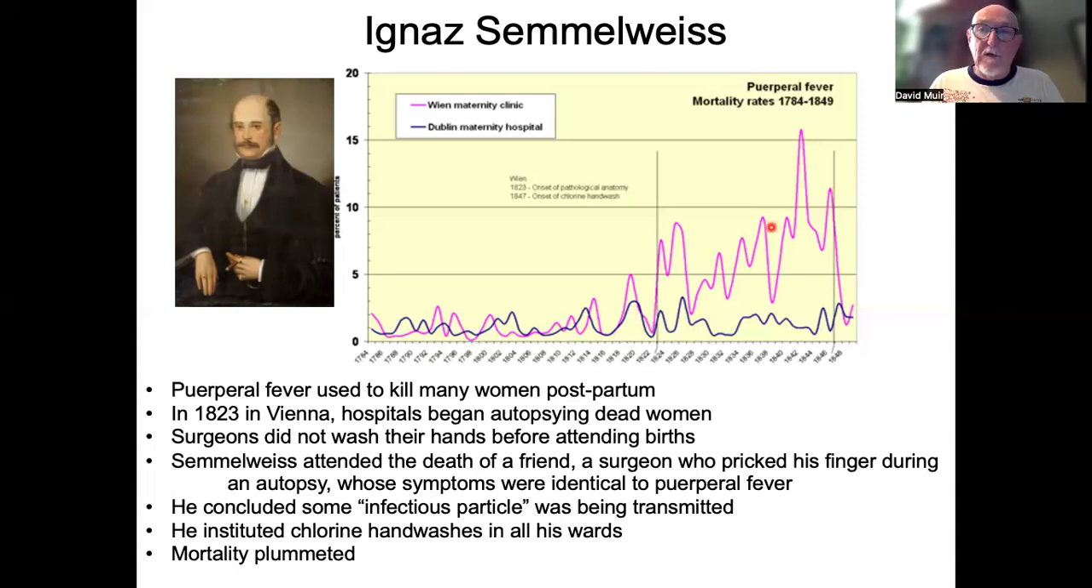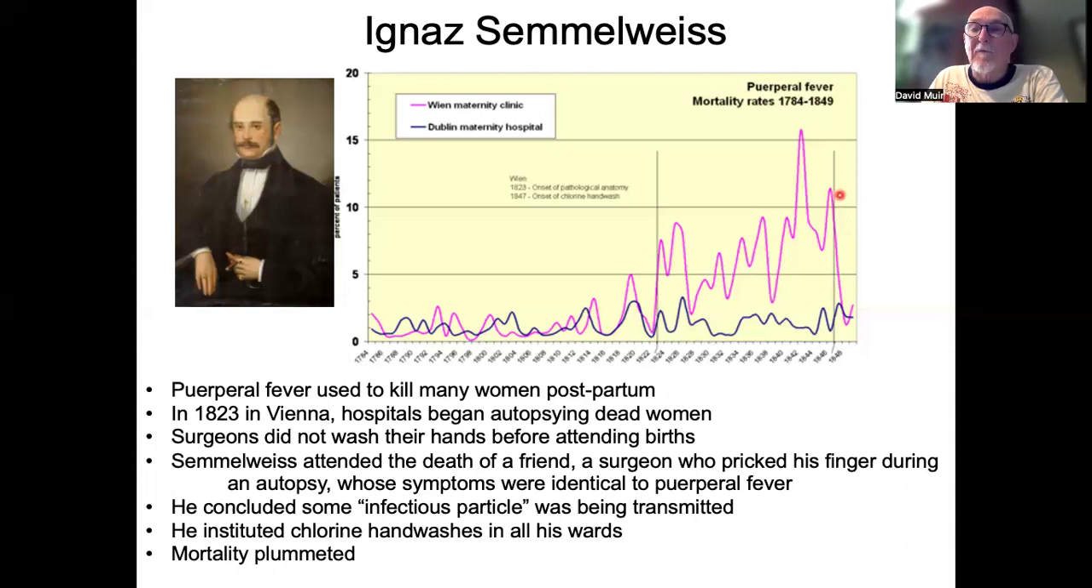Ignaz Semmelweis was so disturbed by the death of his friend that he immediately made that association. He made an association between that kind of infection and the symptoms that he saw. And he began to institute in his wards, anywhere that he was in charge, a regime of washing hands. He washed with a very simple disinfectant, which was simply chlorine dissolved in water, which is effectively bleach. And he insisted that everybody wash their hands between patients and then on entering the ward and on leaving the ward, and that they wear clean clothes.